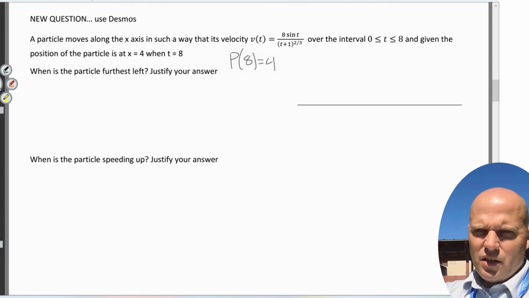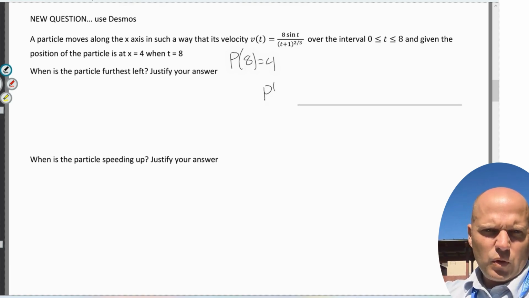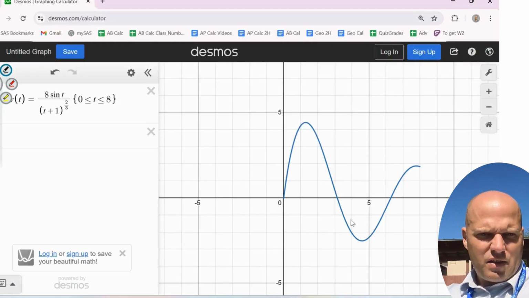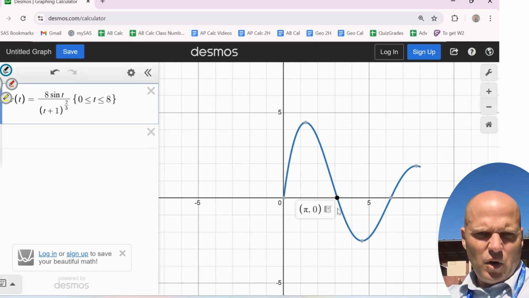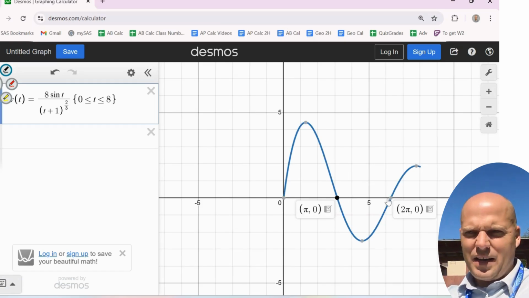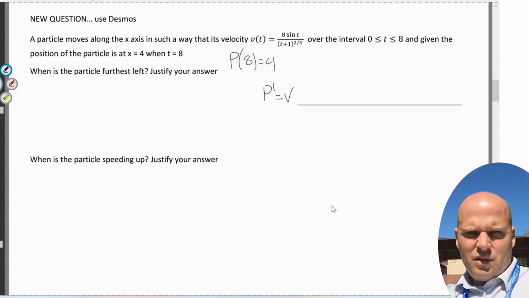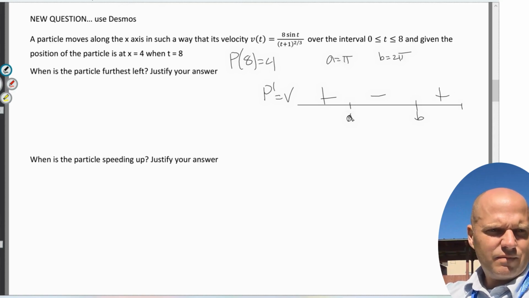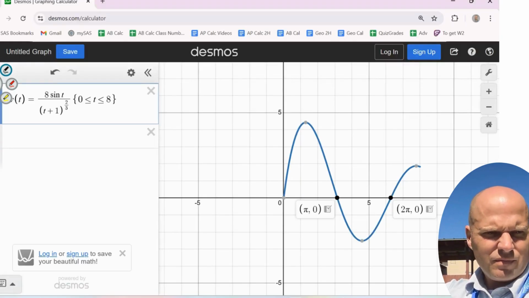We can see your derivative, your velocity, is positive until this value. I'm going to store this value. Oh, pi. And negative until 2 pi. That makes sense. Cool, that's easy to do. So we could say A equals pi, B equals 2 pi. We can see it's positive until A, negative until B, and positive after B till 8.